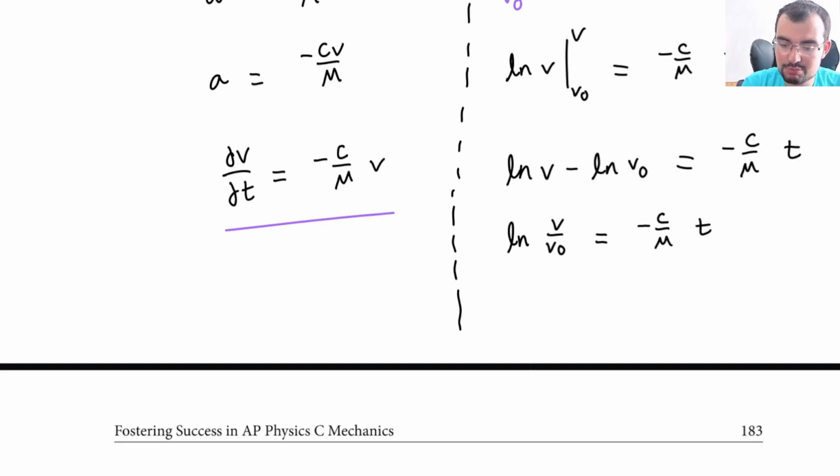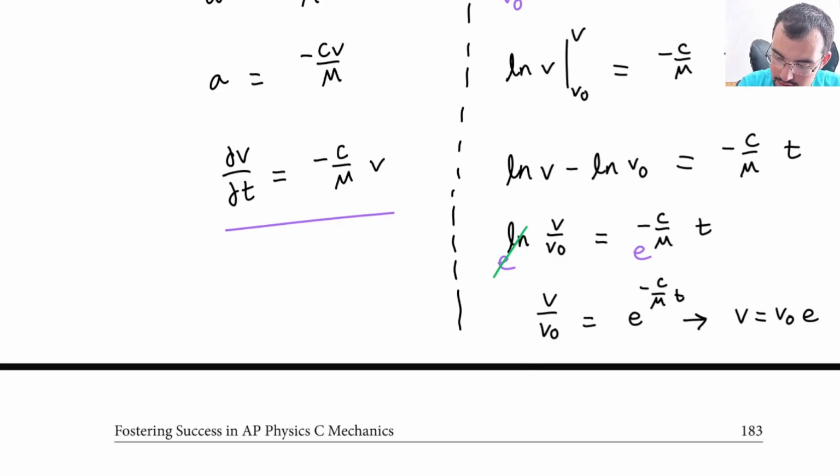And now we can exponentiate both sides, or e both sides. I like to just say e both sides. If e and ln touch each other, they cancel. So I get v over v0 equals e to the negative c over m t, or v equals v0 e to the negative c over m times t. And I'm sure that's exactly what we guessed the answer to be.